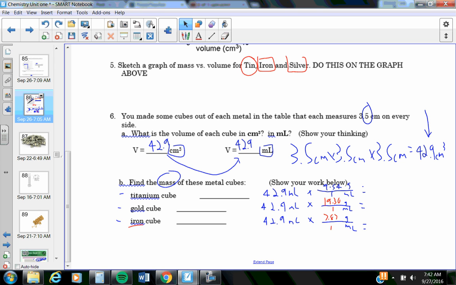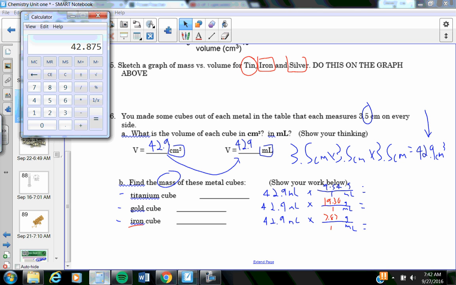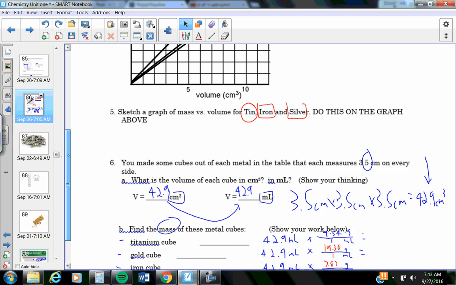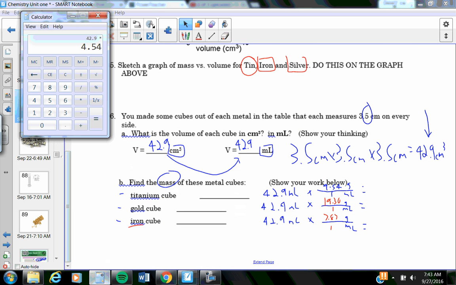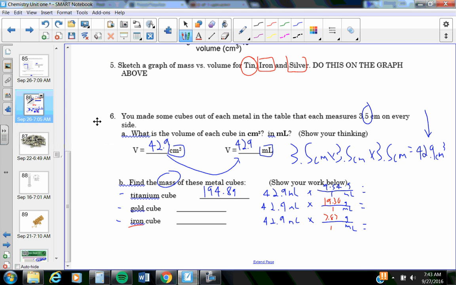Then it's just crunching the numbers. 42.9 times 4.54. I'm going to double check, is that a 4 or a 9? It's a 4. 194.8 grams.